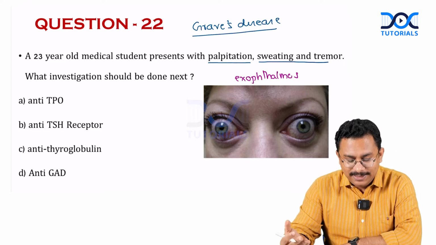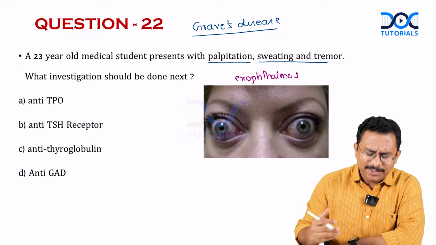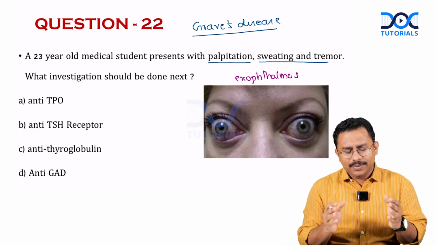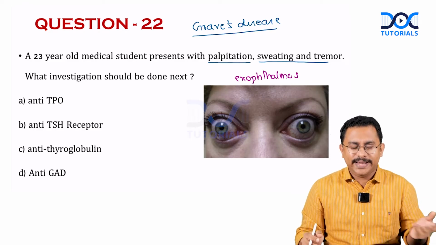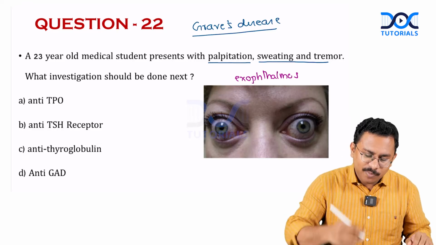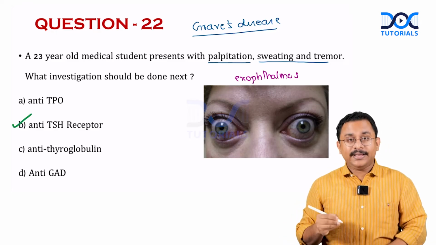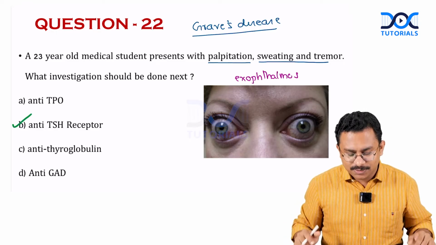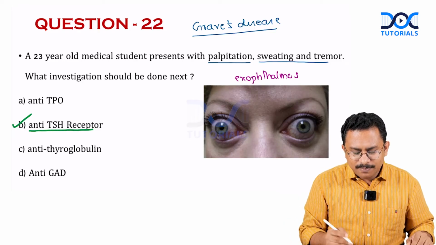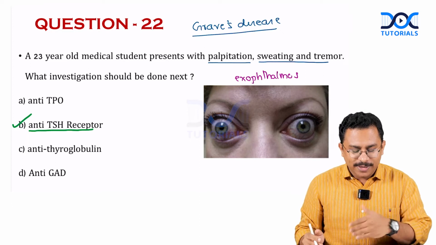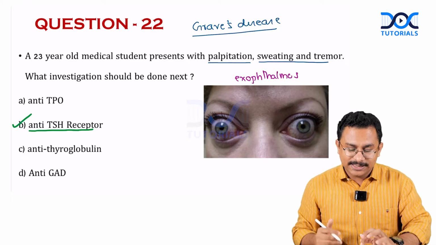So what investigation should be done next? Anti-TPO antibody, anti-TSH receptor, anti-thyroglobulin, anti-GAD. So remember that, you can have anti-TPO, anti-TSH receptor, anti-thyroglobulin all being associated with Graves to different extents. But the most specific one and the most important one in the evaluation of Graves' disease is an increase in the anti-TSH receptor. So these are thyroid stimulating immunoglobulins. So that is the antibody. But to a small extent, you can also have anti-TPO as well as anti-thyroglobulin. But the best answer, the most specific, will be the anti-TSH receptor.